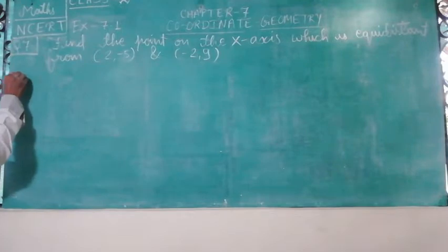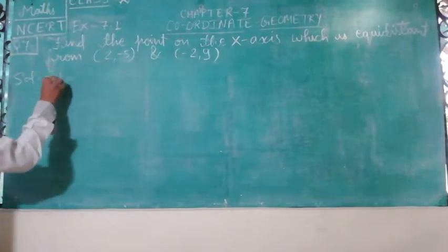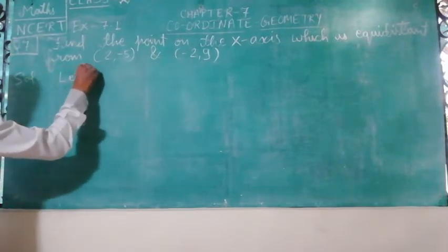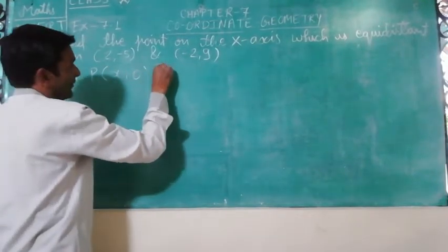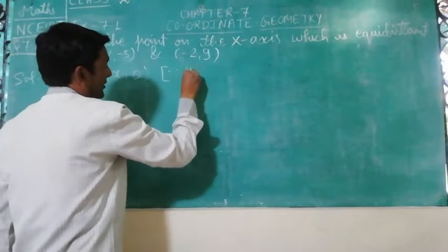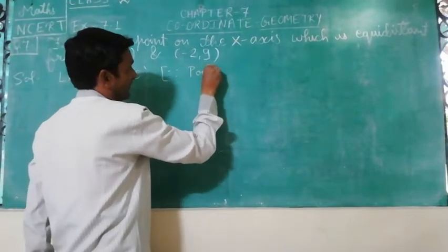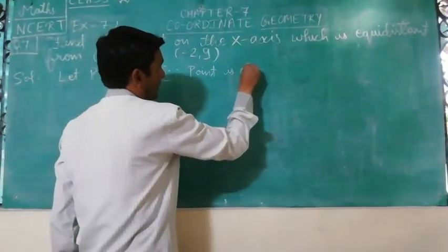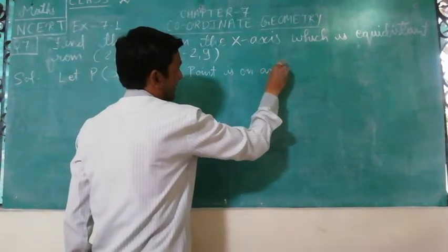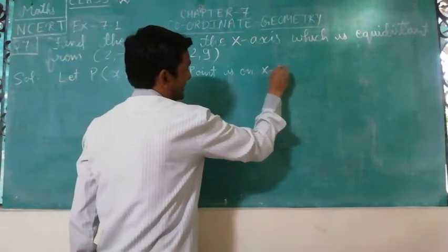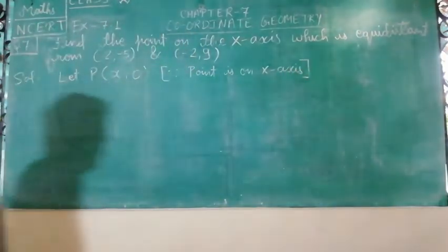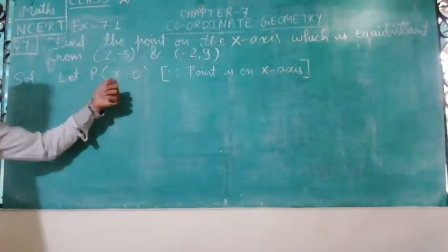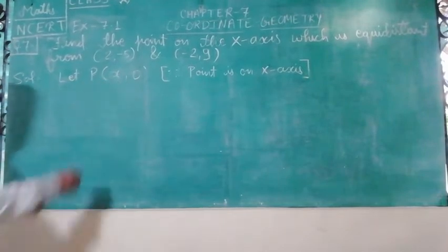So let P have coordinates (x, 0). Why is it so? Because the point is on the x-axis. Of course, we know it very well that on the x-axis y is 0. So the coordinates of P will be (x, 0).